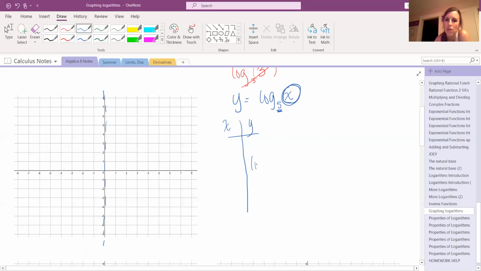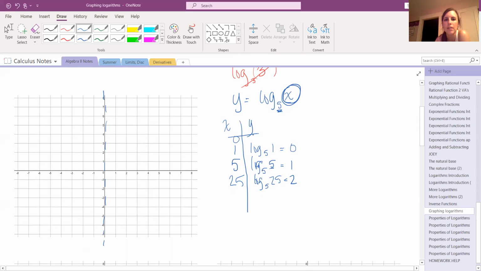Well, I know what log base 5 of 5 is, so I can do an input value of 5. Log base 5 of 5, well, the base 5 needs an exponent of 1 to become 5. So I have 1. What about 25? I can do log base 5 of 25. That's 2. Can I do 1? Log base 5 of 1. 5 to what power is 1? Well, anything to the 0 power is 1.